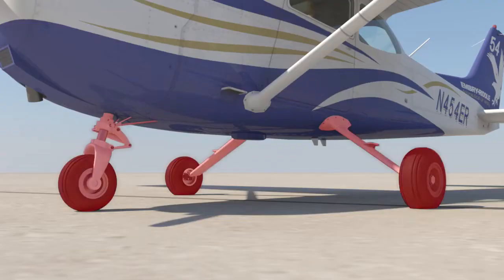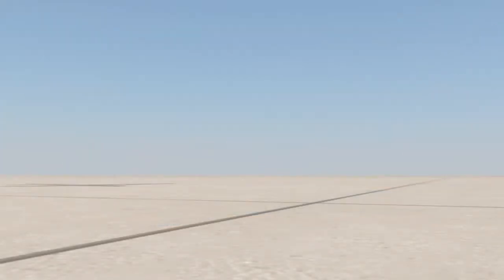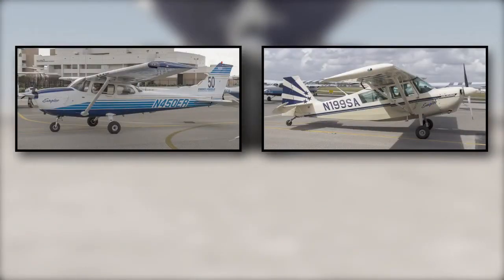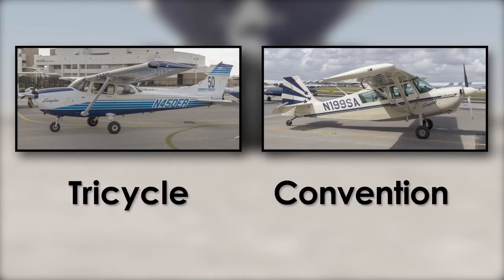Beneath the fuselage sits the landing gear, also known as the undercarriage. This structure is used to support the aircraft while on the ground. There are generally 2 different types of configurations, tricycle and conventional gear.